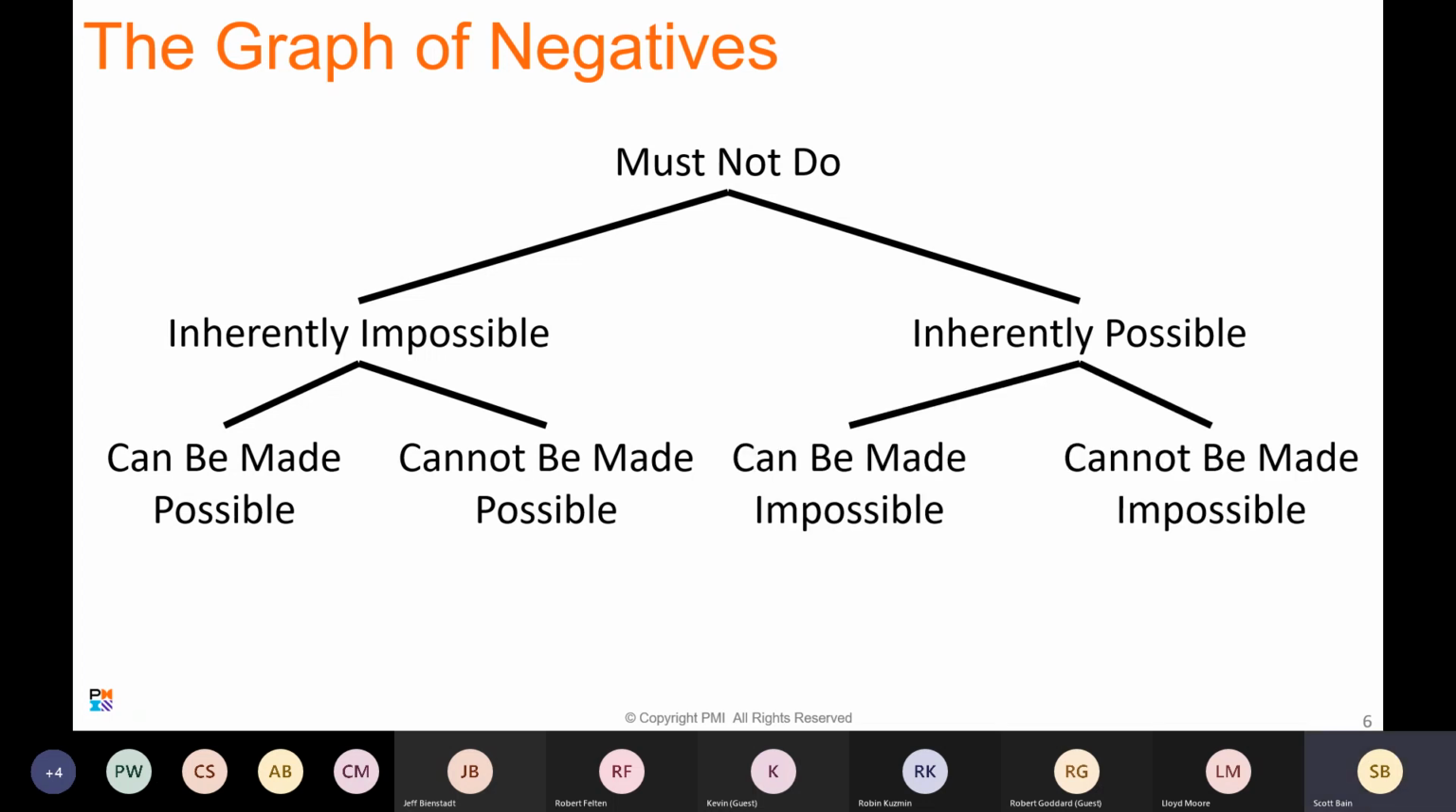Some of the inherently possible things can be made impossible if we choose to make them so. Others cannot, again, no matter what we do. Let's start with the inherently impossible things.